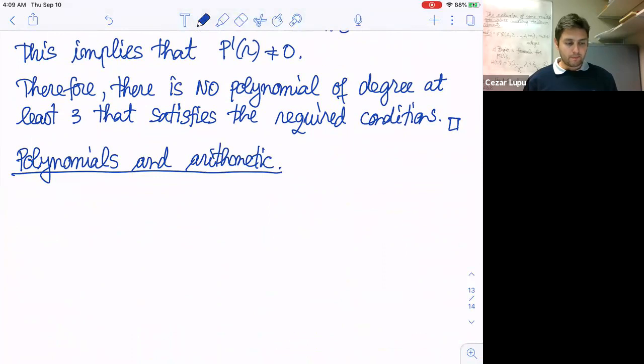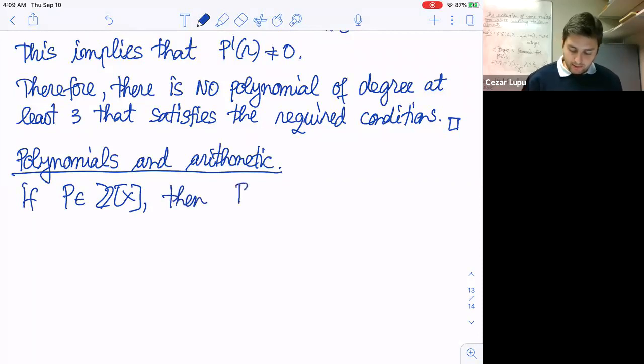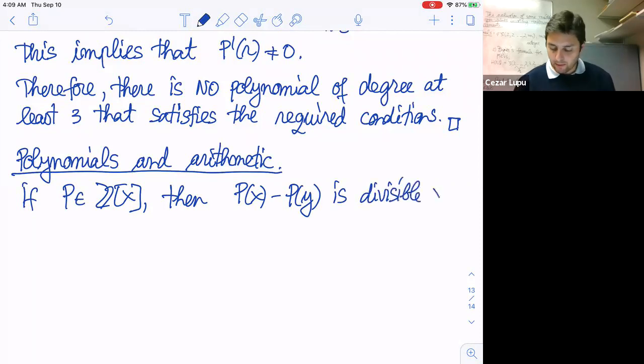It says the following. If I have a polynomial P with integer coefficients, then P of x minus P of y will always be divisible by x minus y. Well, it's quite clear. You just write the difference of the polynomial and you'll always factor an x minus y out of that difference, and that's trivial.